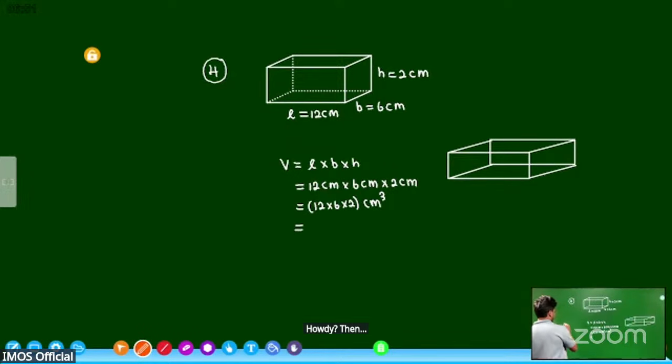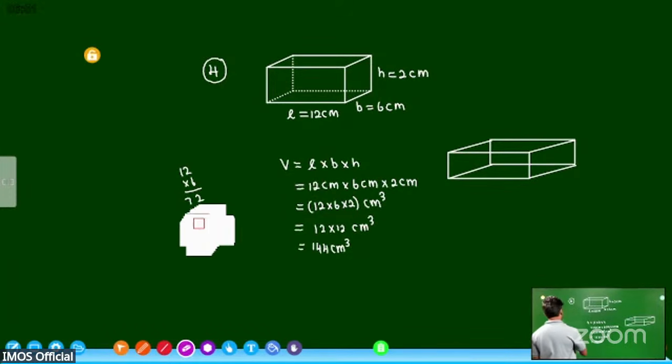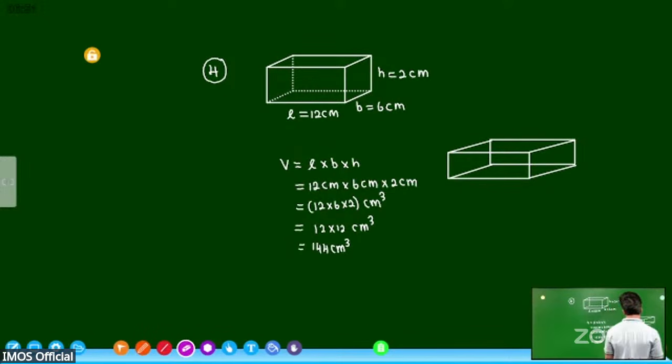Now, 12 into 6, 6 into 2 is 12, 1 left, 6 into 1, so 6 plus 1 is 7. 144. Or else, 12 into 6 into 2 is 12, 12 into 12 is 144. 144 cubic centimeters.